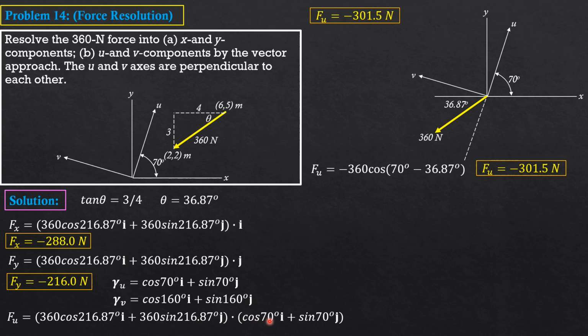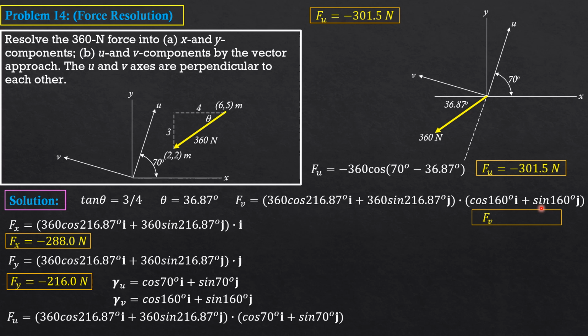So Fv is F dot lambda of v. So this is F, and that lambda of v, which is quantity cosine 160 degrees i plus sine 160 degrees j. And if we expand this, this is equal to 360 cosine 216.87 degrees times cosine 160 degrees plus 360 sine 216.87 degrees times sine 160 degrees. So Fv is 196.8 newtons. Then for the direct way, Fv is this component here, so it is positive, obviously.